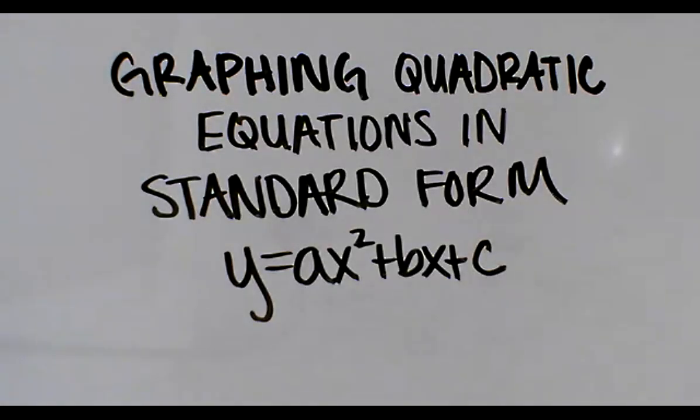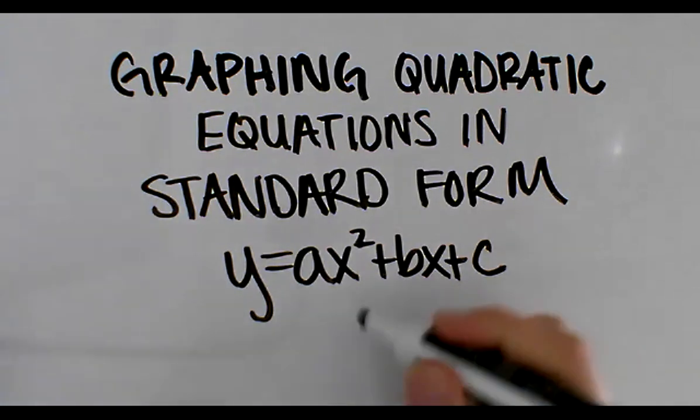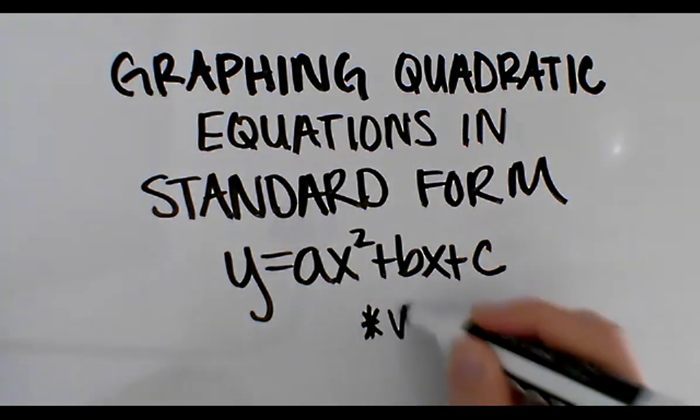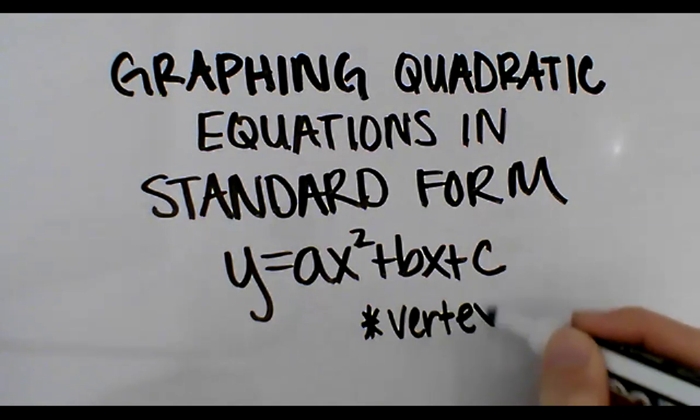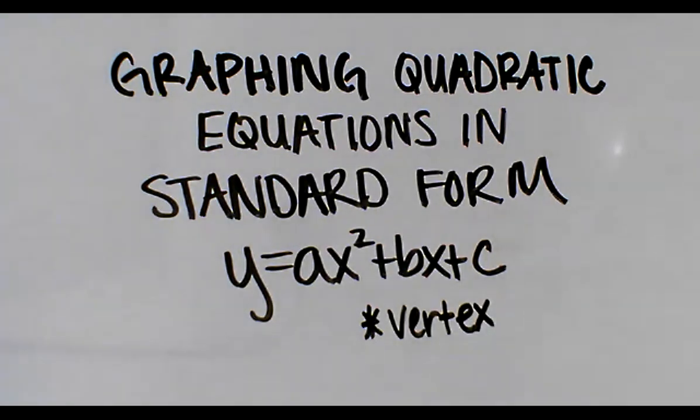In this video, we're going to be talking about how to graph quadratic equations in standard form, which is the form y equals ax squared plus bx plus c. When we're talking about the graph of a quadratic equation and a parabola, the most important point is the vertex. We have to see where our graph changes directions, otherwise we don't get a full shape.